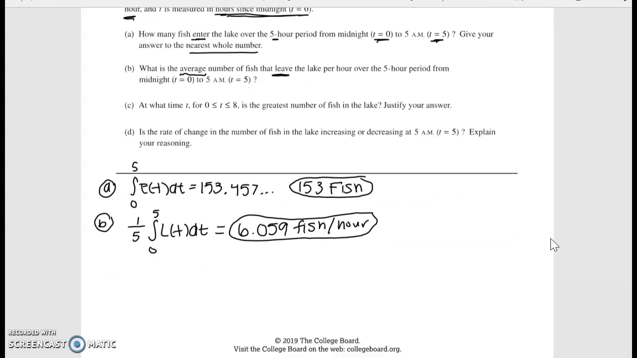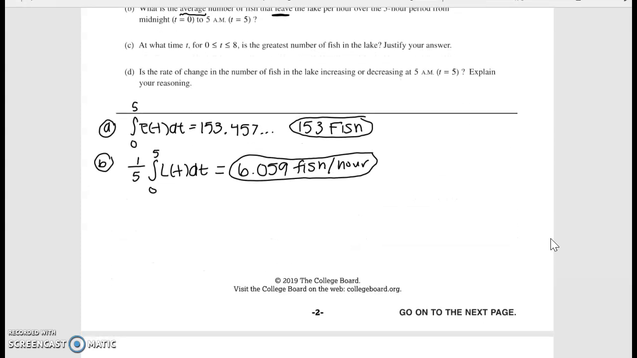Okay, so now let's see what letter C has. So now letter C, at what time between 0 and 8 is the greatest number of fish in the lake? So that is asking me for the maximum, the absolute max, because there's an interval. So that's when we're going to set up our sign chart.